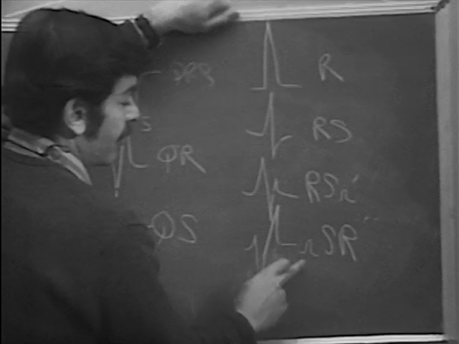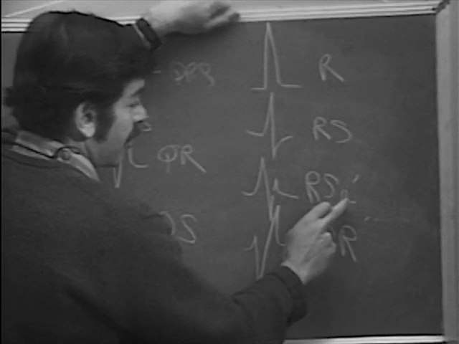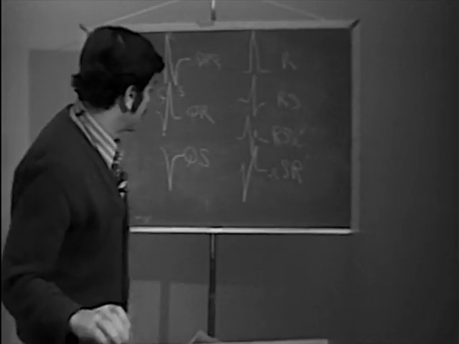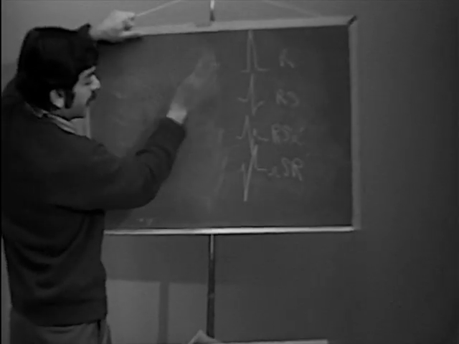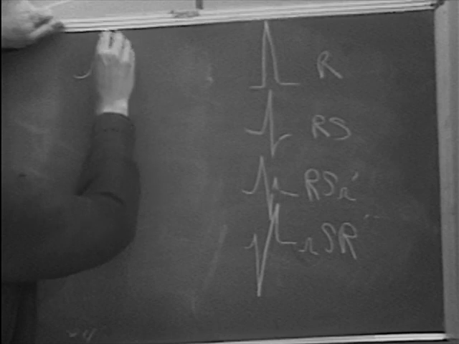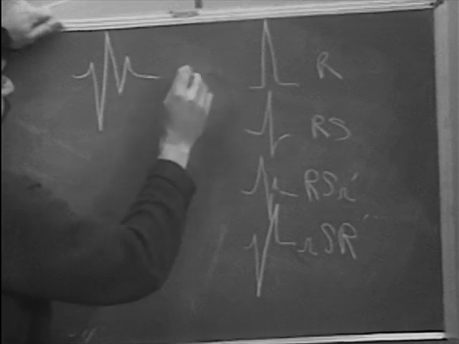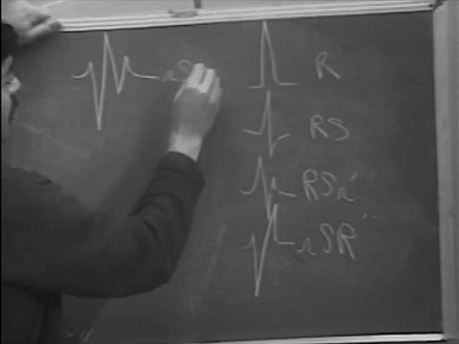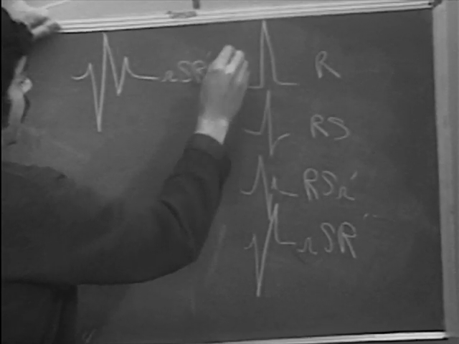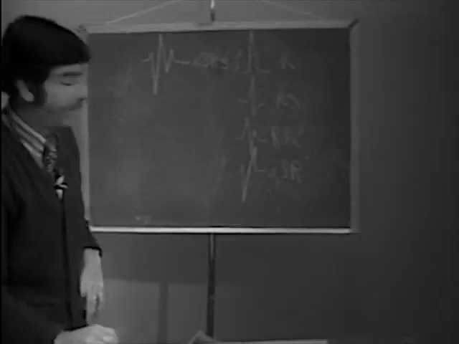Notice the difference in what I've written. This is a small r because the terminal r here is small, so we write a small r. I'm running out of room here, so let me come back to this side. Suppose we have this here. What would you call that? Let's just go through this. This would be R, S, R prime, S prime, and R double prime. So that would be the system.